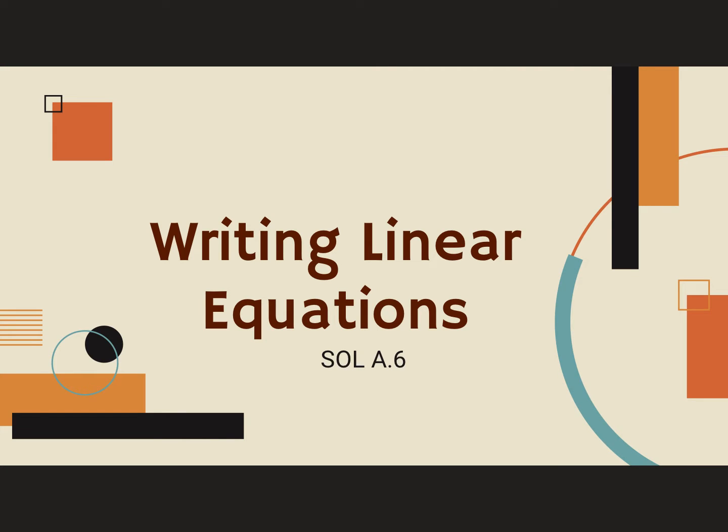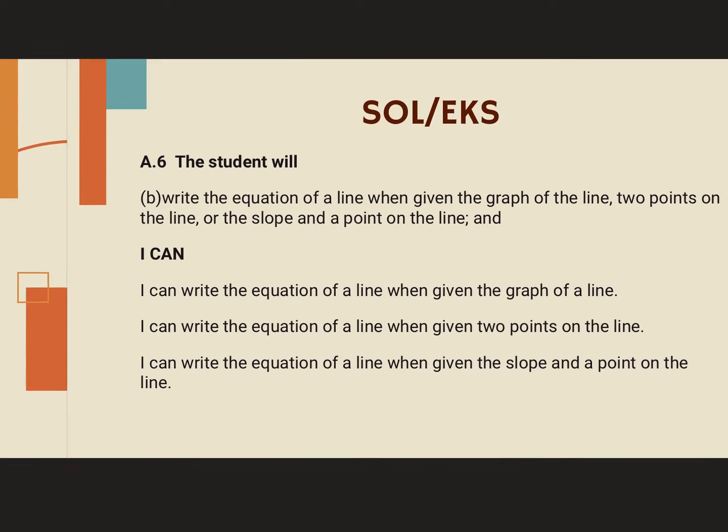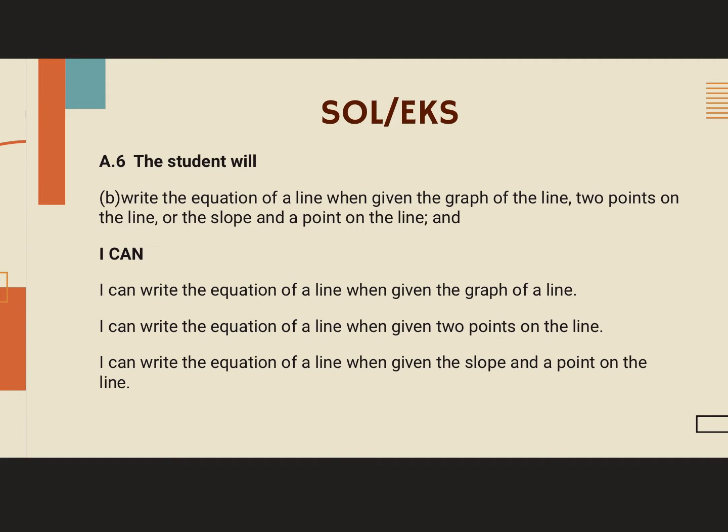All right, so for today's lesson, we're going to look at writing linear equations, which is SOL 8.6. More specifically, we're going to take a look at SOL 8.6b, which is write the linear equation of a line given the graph of the line, 2 points on the line, or the slope and point on the line.